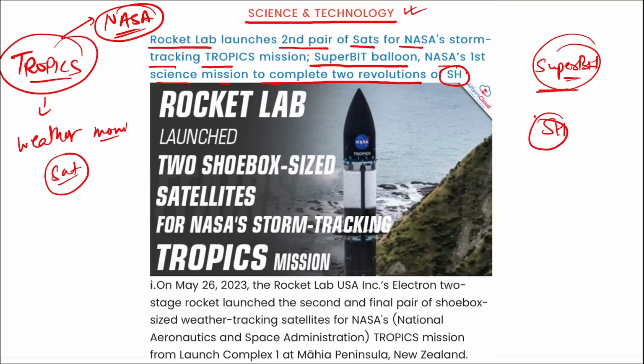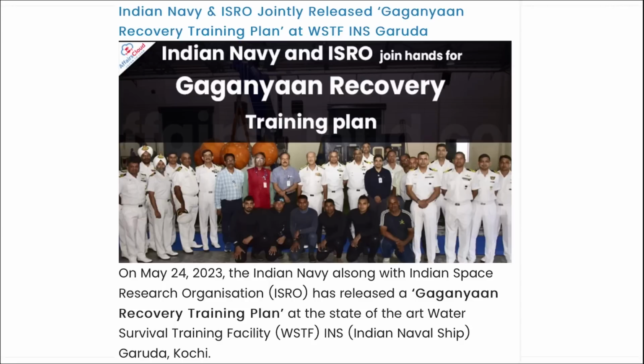And what is Superbit? Super pressure balloon image telescope. So two things. One is your Tropics, that is for weather monitoring, launched by NASA, and second is your Superbit, also launched by NASA, and it is basically a pressure balloon image telescope, and it successfully completed their first mission of NASA to complete two revolutions around the southern hemisphere. Right? So these are the two missions of NASA that you need to remember.